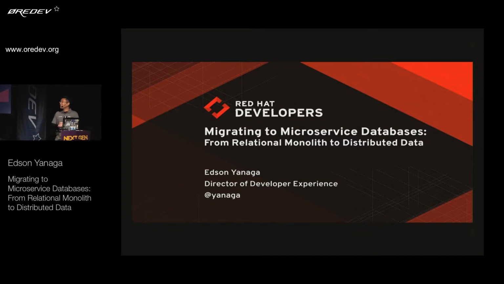And today I'm going to talk about migrating to microservice databases from relational monolith to distributed data. In particular because I've been talking about DevOps and microservices for the past 5-6 years. But the number one question that I always received when discussing microservices with different teams was, okay, but if the best practice to create a microservice architecture is to start with a monolith and then break into smaller parts, but I still have a legacy monolithic relational database, how do I deal with the data?